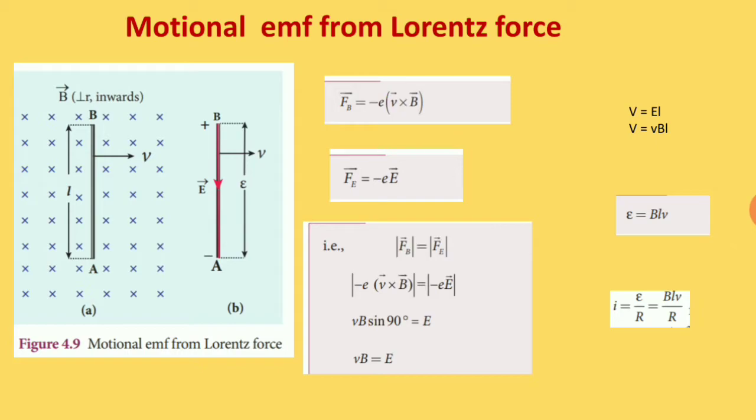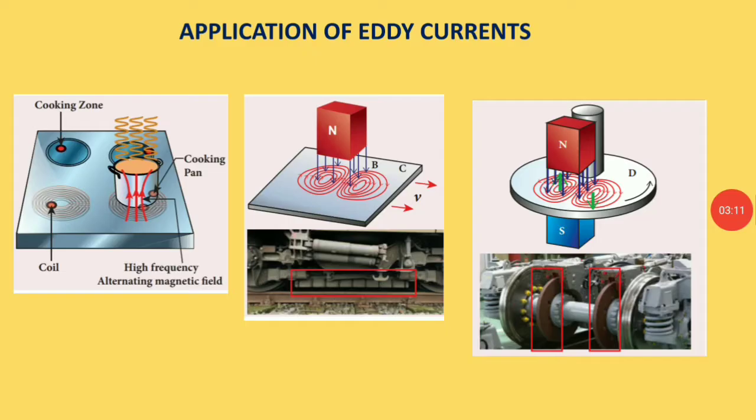The potential difference across AB is V is equal to EL. E is vB, so V is equal to vBL. Now the motional EMF psi is equal to BLv. Next, the current I is equal to the motional EMF psi by R, and the value of psi is BLv, so I is equal to BLv by R. That's all.